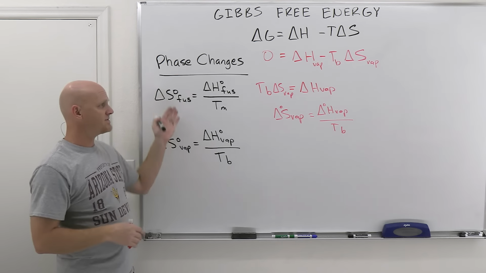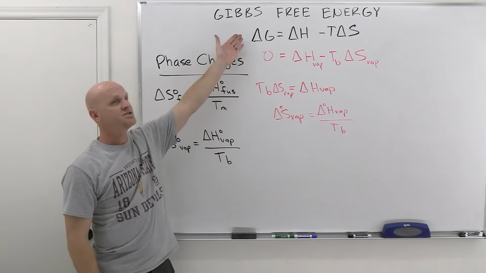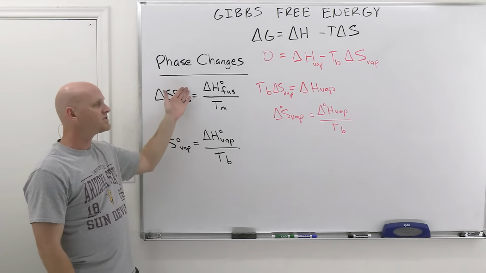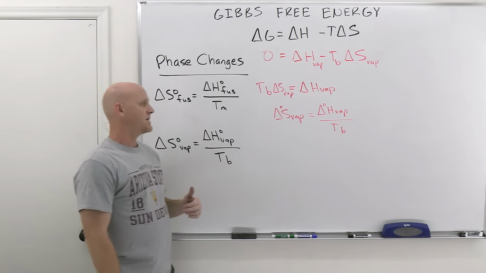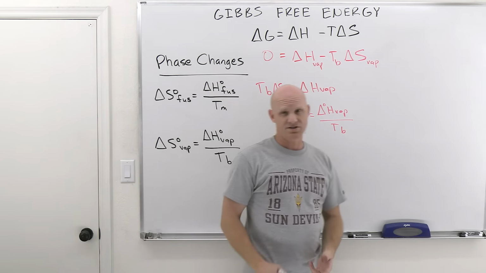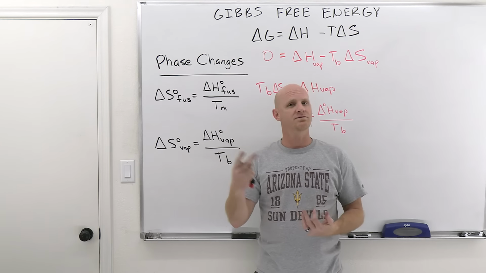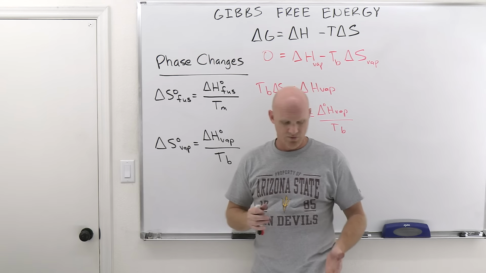You can do it again for any phase change. At any phase change, delta G equals 0, and we can derive expressions like so. As a result, you've now got two equations. They've got three variables, and if I give you two of them, you should be able to calculate the third, which is what we'll do in this next problem.